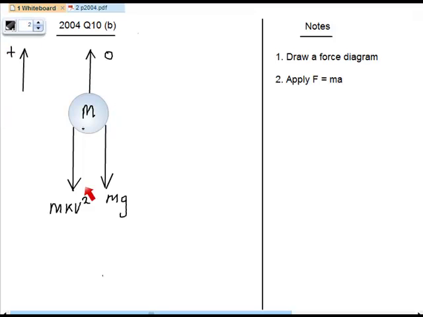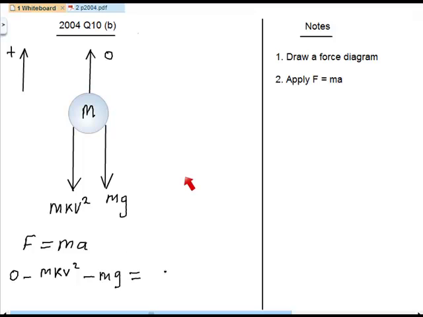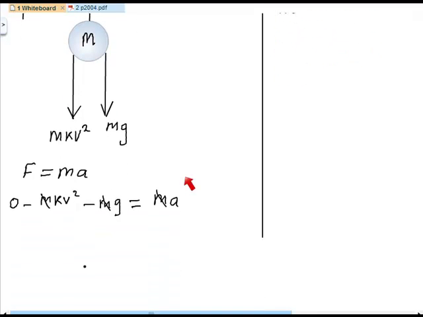Because upwards is the positive direction, we'll take that as the plus direction for our force, and the equation becomes F equals ma, or 0 upwards minus the two forces pulling against you, mkV squared and mg. That's your overall net force, equals ma. The m's cancel all the way across. We can tidy up by saying that acceleration is equal to minus into kV squared plus g.